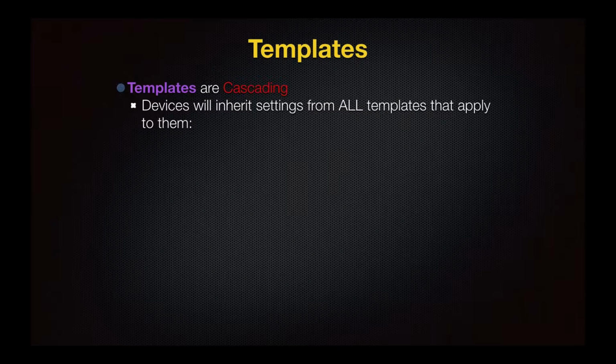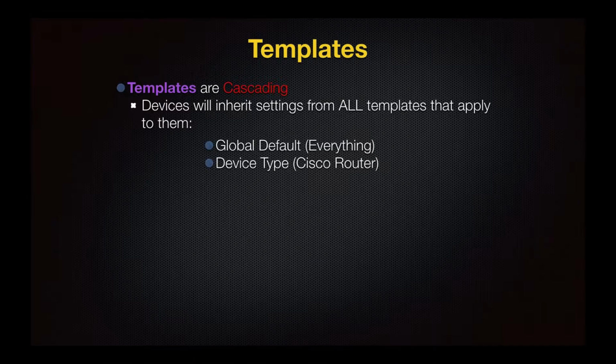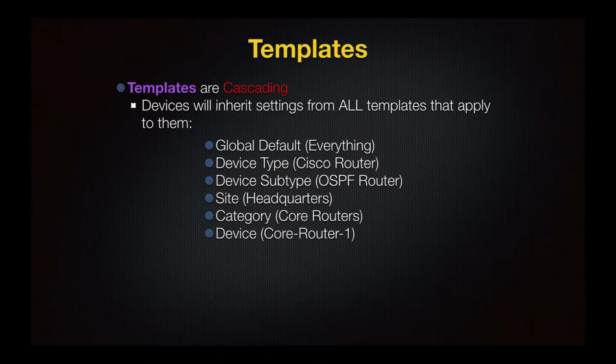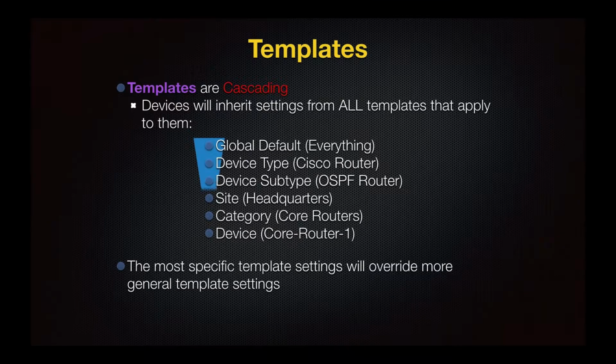And templates cascade. So the idea is that there's a global default template that applies to everything in OmniCenter. Then there can be a template tied to that particular device type, for example, a Cisco router. There's also subtype templates that are optional for additional applications that might be running on that system, like in this case, an OSPF router. Then they can also be tied in at the site level, at the category level, or at the device level. And they're designed to be hierarchical. So the more specific the template settings, the more they will override any settings that are set at a more general level.